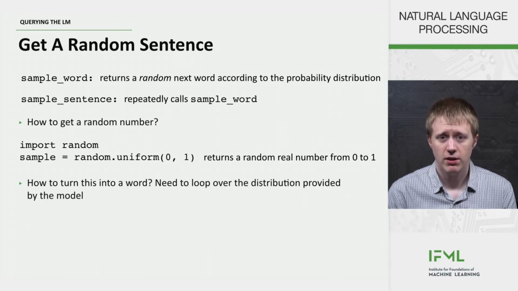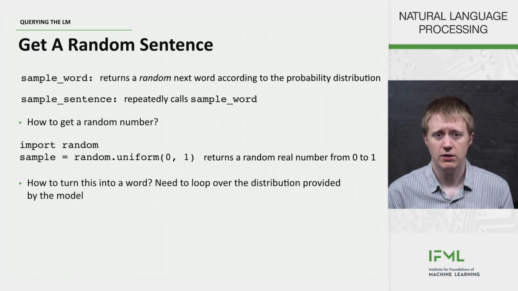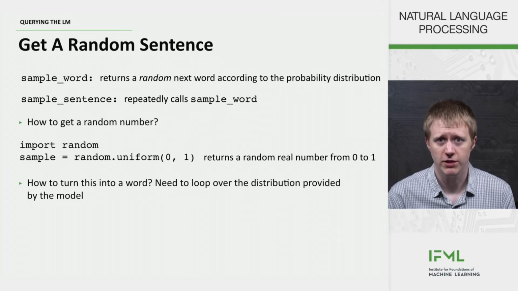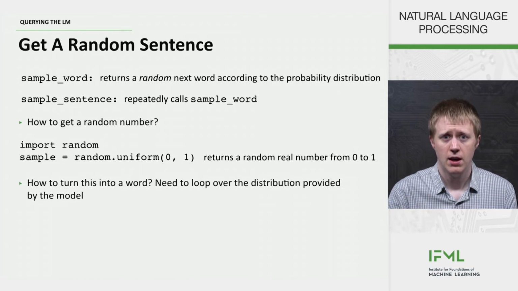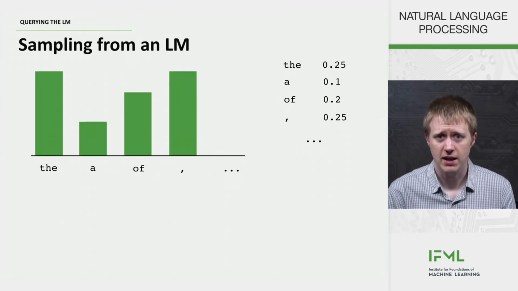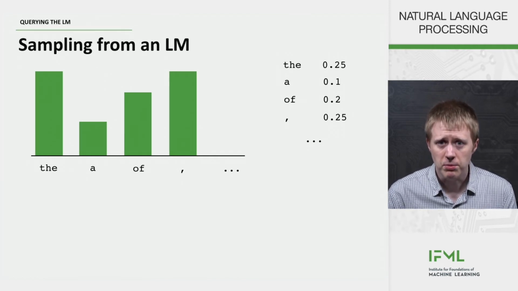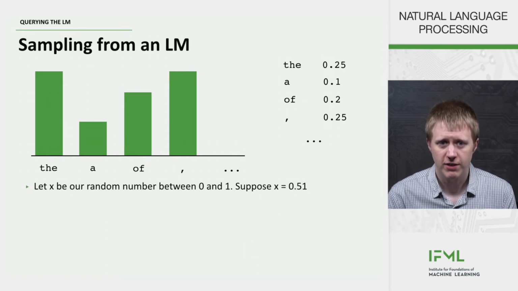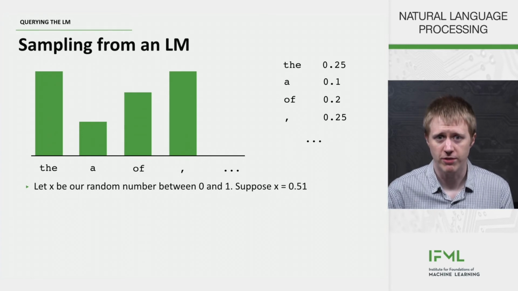All right, so then we need to actually turn this into a word which involves looping over the probability distribution for the next word. Okay, so I kind of have a sketch here of the probability distribution conditioned on something. This is fictitious, it's just for the purposes of the slide. But we've got these probabilities associated with these words. So what we do is we are going to define x to be our random number, and suppose our random number in this case was 0.51.